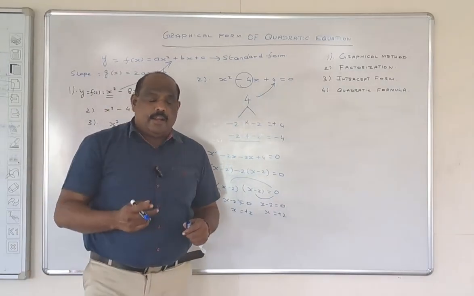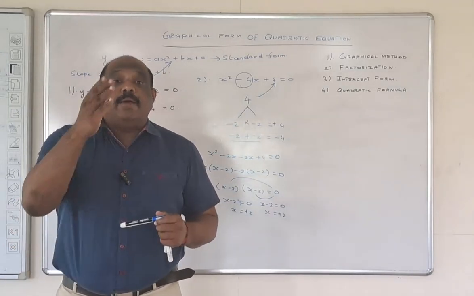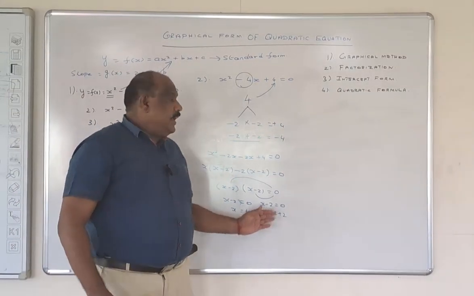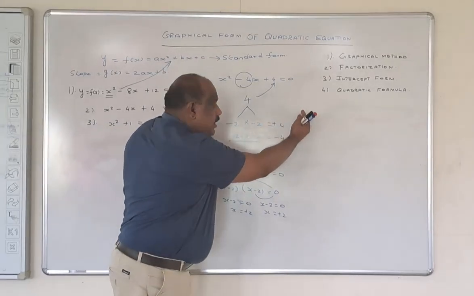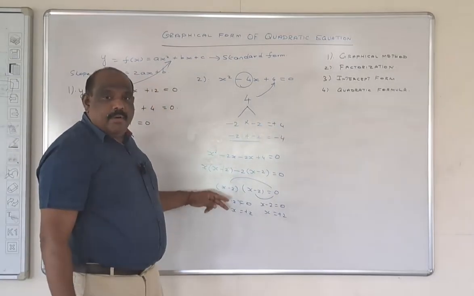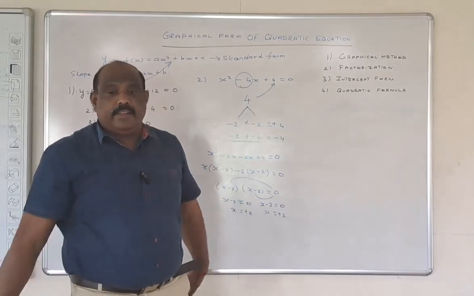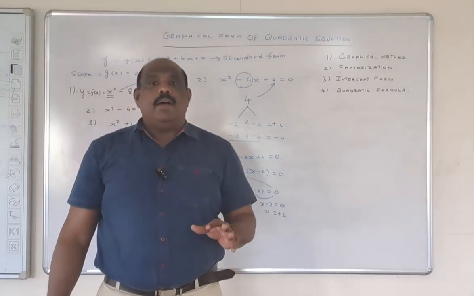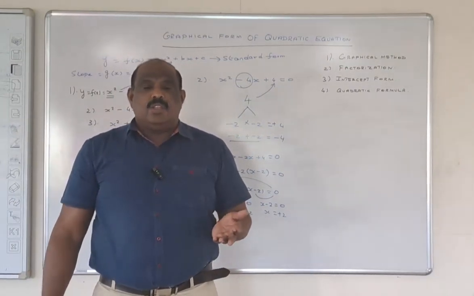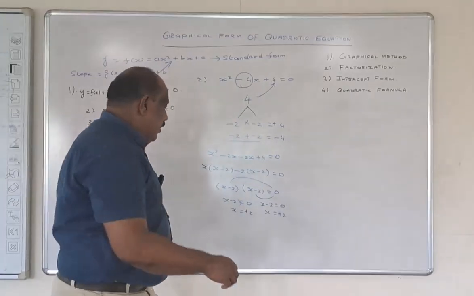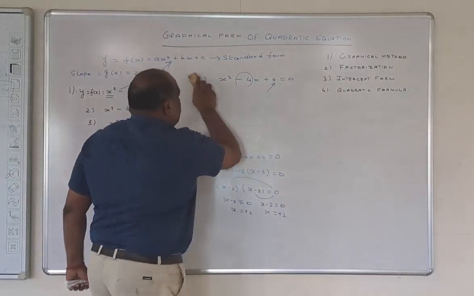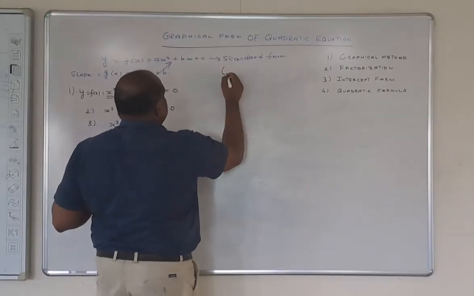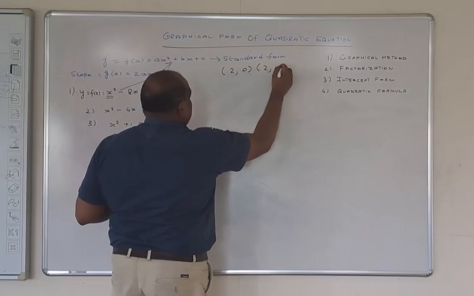So now there are two real roots, but at the same location. Earlier we saw roots at 2 and 6. Now we are also getting two roots, but at the same location. So what should be the point in the graph? 2 comma 0. So the point will be 2 comma 0. Now there are 2 points, which are 2 comma 0 and 2 comma 0.